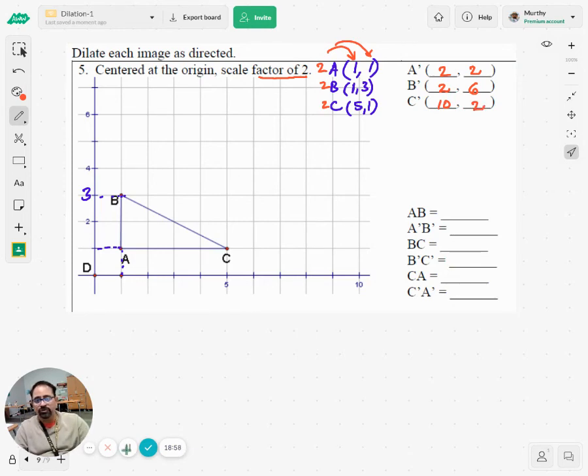A is 2, 2. So 2 is here, 2 is here. It's going to be A prime. B prime is 2, 6. So 2 here, 6 is here. This is going to be B prime. C prime values are 10, 2. X is 10. Y is 2. This is going to be C prime.